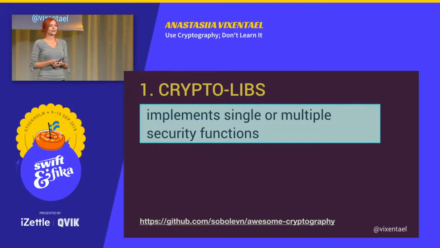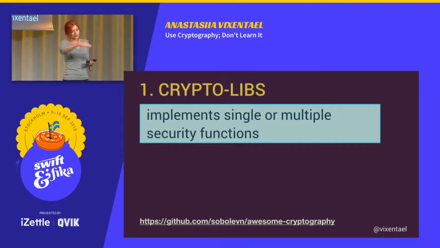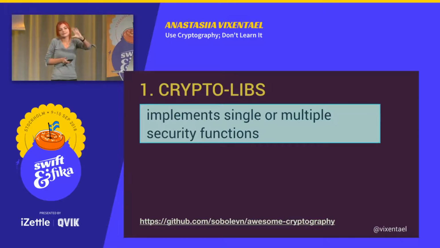Mostly, we work with crypto libraries. But the crypto libraries are like the lowest grade in our, how is it called? Stairs, right. So this is the lowest stair. Crypto libraries implement only some tiny security feature, like encryption or decryption, signing, verifying.